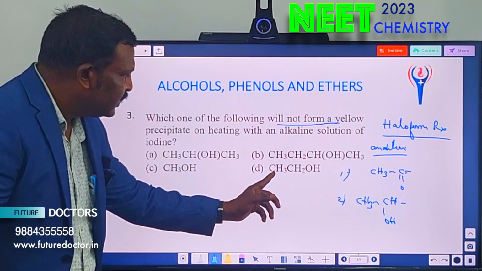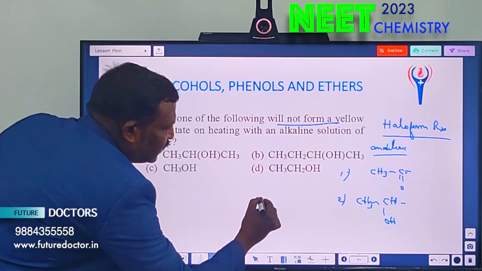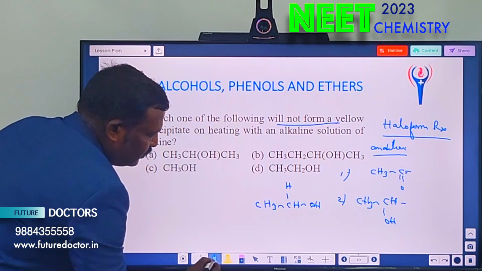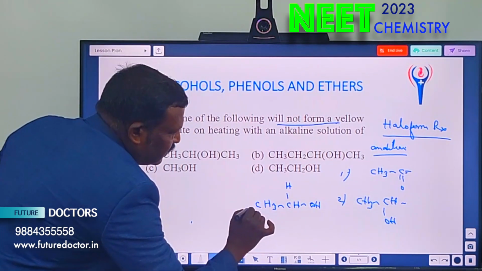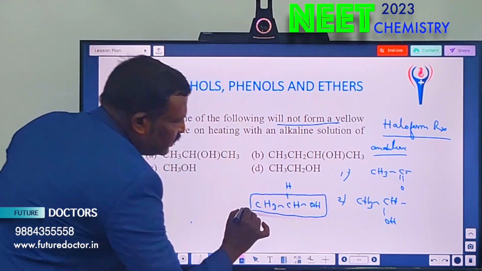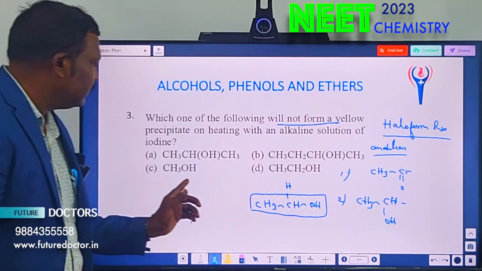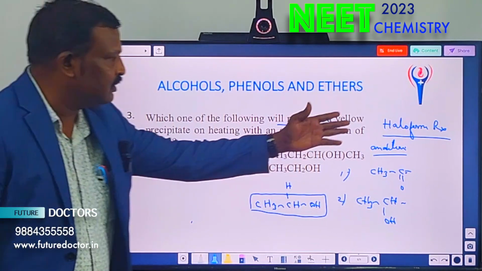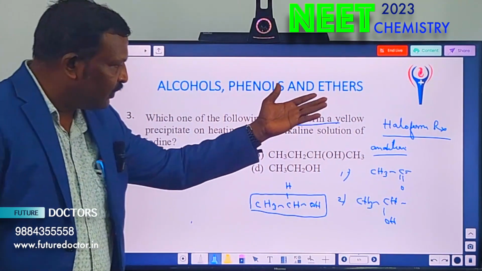See here, what? Ethanol. This one also has a group; we can split it like this, we can write ethanol like this. Understood? So this also has the CH3CHOH group, so this can also undergo the reaction. But which one will not undergo it? This answer. Understood? So just remember, this is the alpha-form reaction condition.